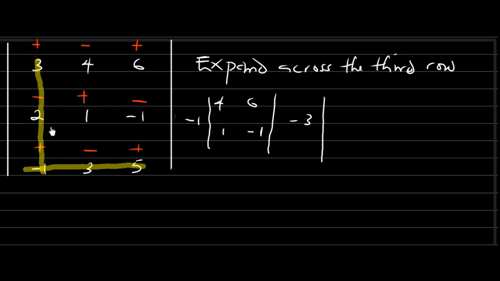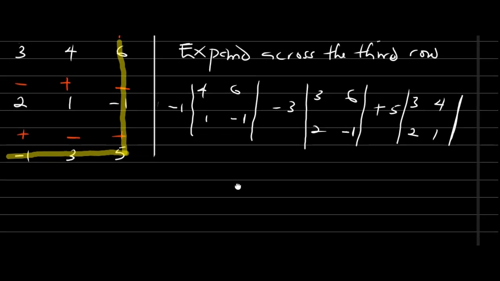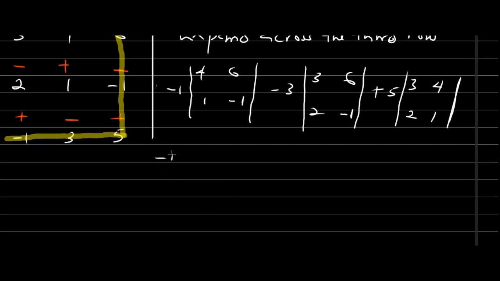So to find the cofactors, we delete the column and the row that has this 3. We are left with 3, 6, 2, minus 1. Then we move to the last element, which is plus 5. What are the cofactors of 5? You delete the row and the column. We are left with 3, 4, 2, 1. So we can now solve this by finding the determinant of the 2 by 2 matrices.